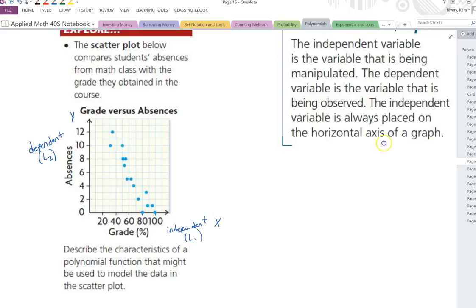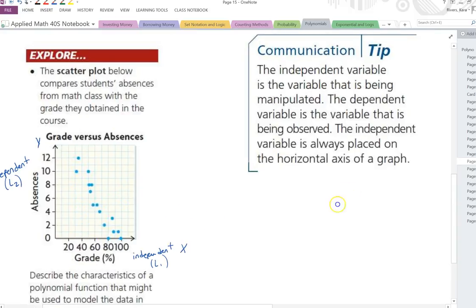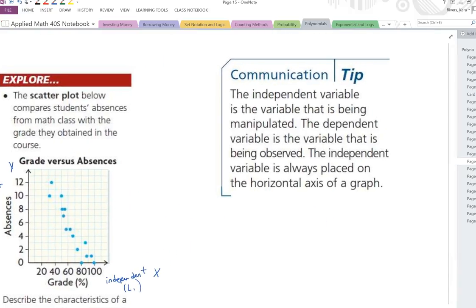So when we're looking at these graphs, that's what we're doing. We're getting a picture, a general picture of what's going on. On the side here, communication tip, the independent variable is the variable that's being manipulated. The dependent variable is the variable that's being observed. The independent variable is always placed on the horizontal axis of the graph. So make sure you keep that in mind when you're deciding what's going on the bottom of your graph and what's going on the side.